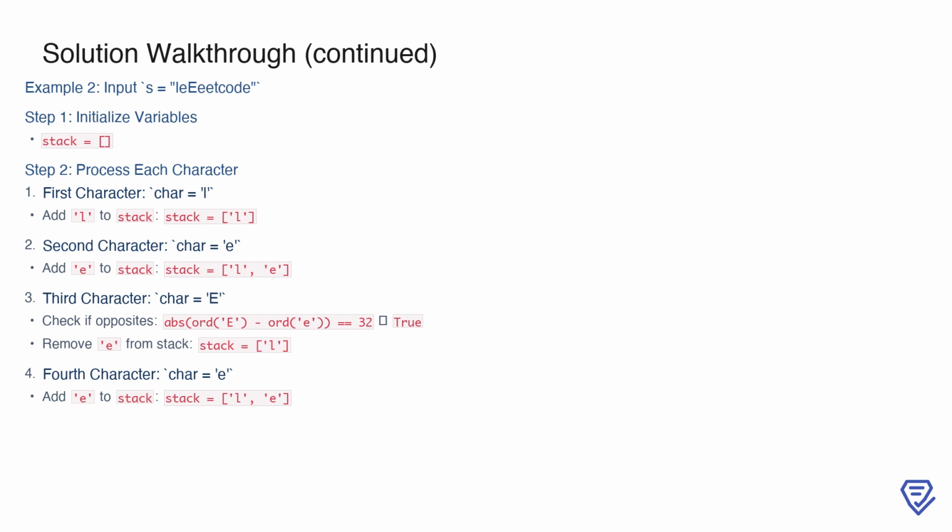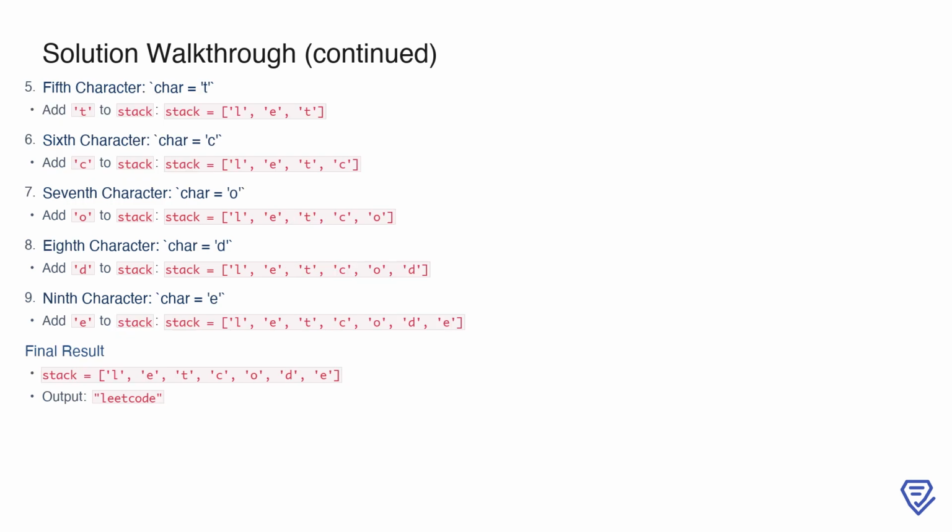Using the condition abs(ord) equals 32, we confirm that they are opposites, so we remove E from the stack, leaving L. Next, the fourth character, E, is added to the stack, resulting in LE again. Continuing with the fifth character, T, we add it to the stack, updating it to LET. For the sixth character, C, it is simply added to the stack, resulting in LETC.